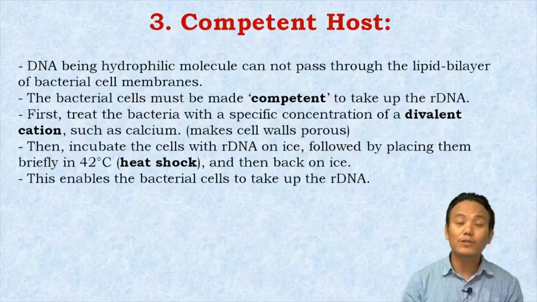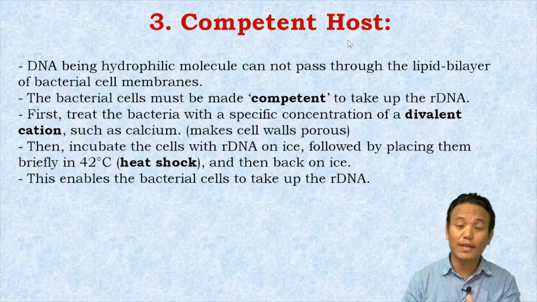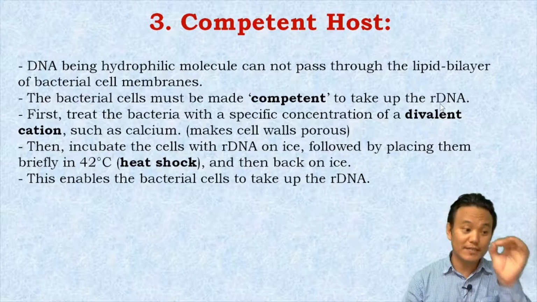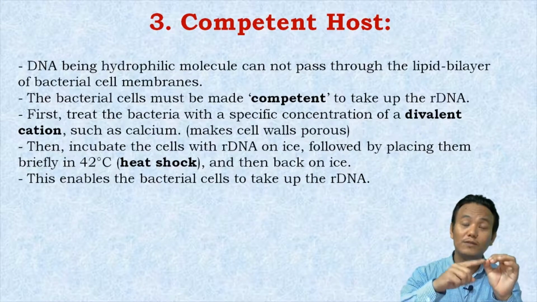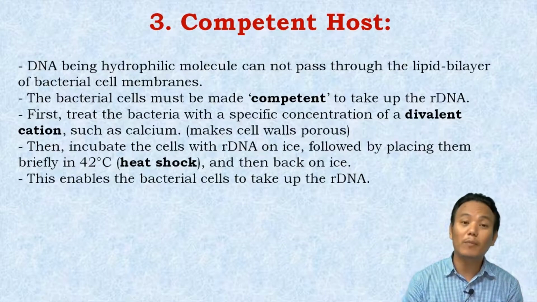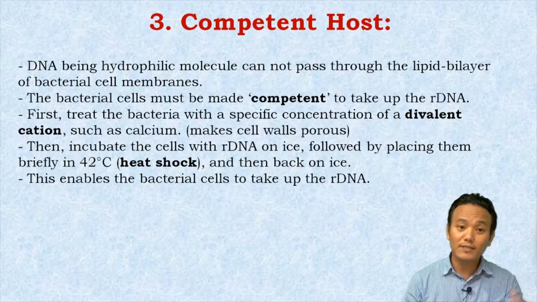The third important tool in recombinant DNA technology is a competent host. A competent host is a host organism which readily takes up recombinant DNA. After we create a recombinant DNA, we need to insert this recombinant DNA into a host organism. Right? And the most commonly used host organisms are bacterial cells, especially the E. coli bacteria. Now the bacterial cells do not readily take in recombinant DNA.